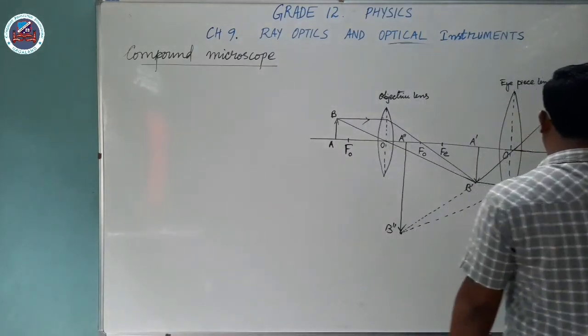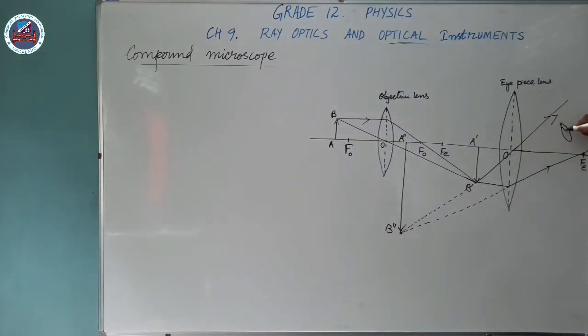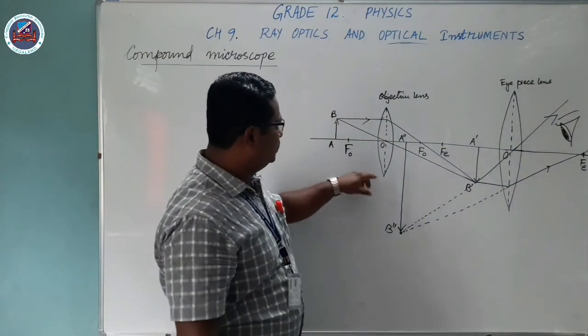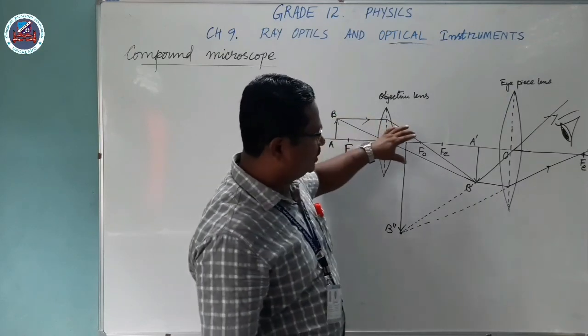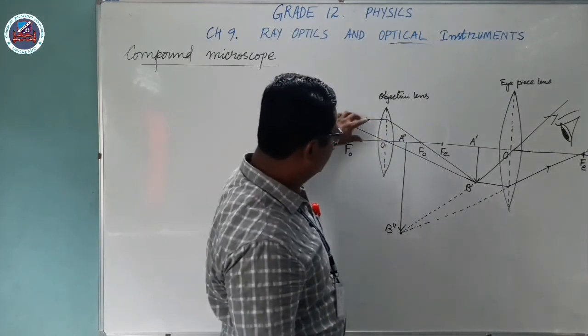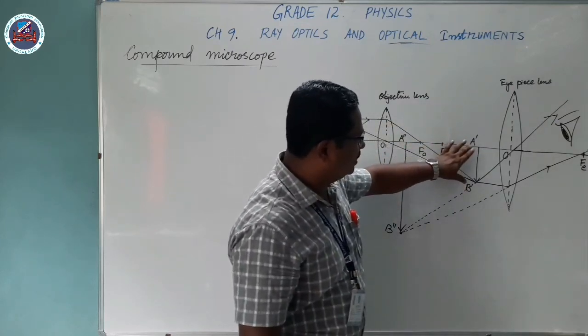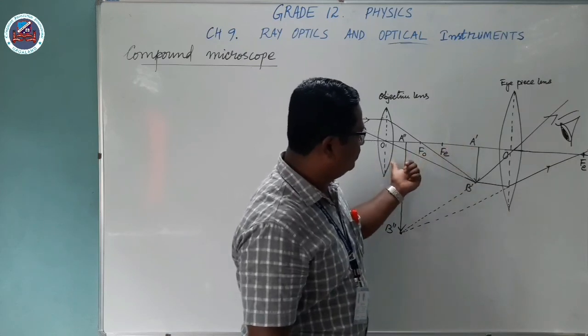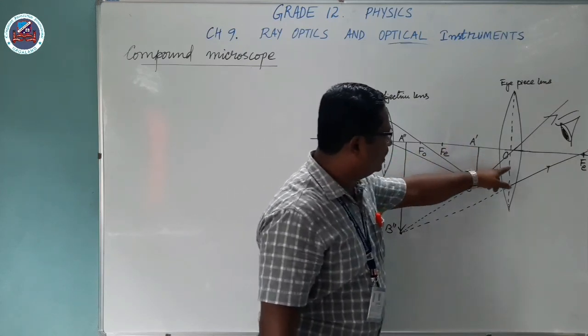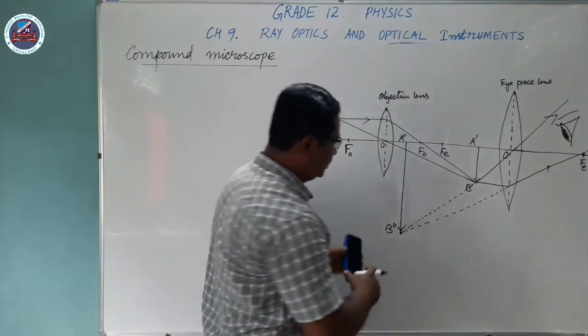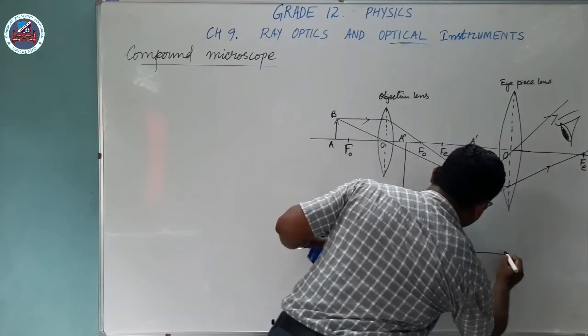Now if you look from here, if you keep your eye here and look, then this small object that you kept in front of the objective lens will appear to be enlarged. It will be enlarged twice. AB is enlarged by the objective lens as A dash B dash, it became big. Again A dash B dash, the image which is formed by the objective lens will behave like an object for the eyepiece lens, and the final image will be formed at A dash dash B dash dash at a least distance of distinct vision D.